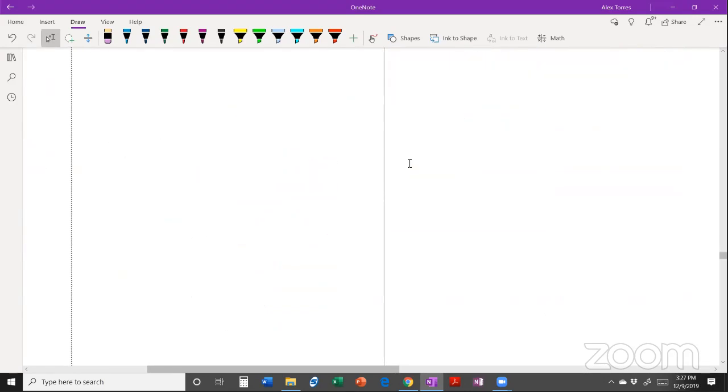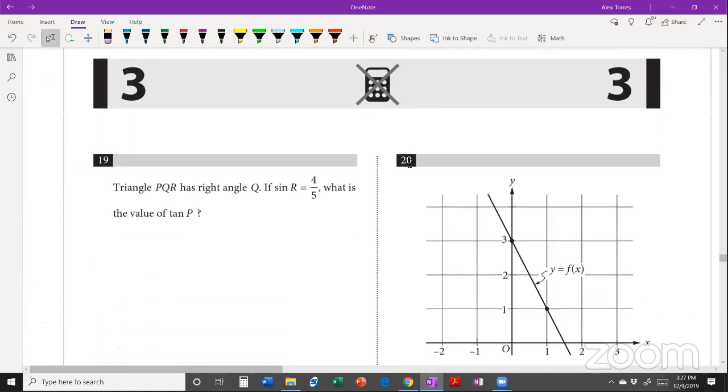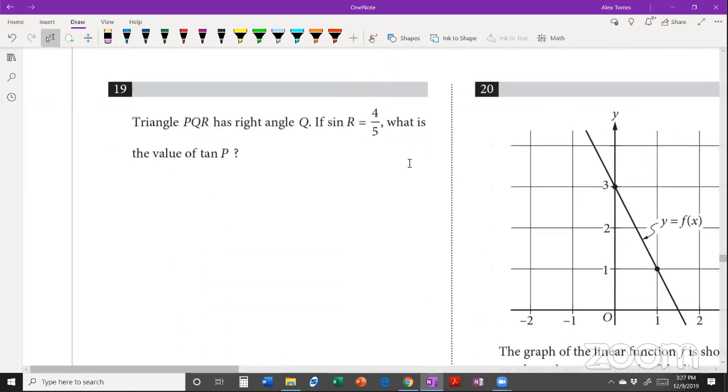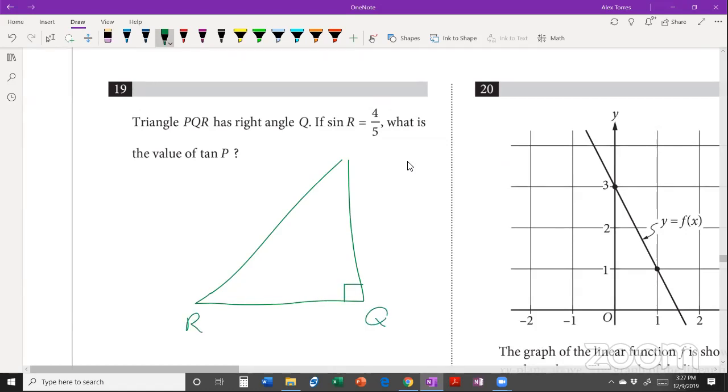So now we're going over to number 19. Triangle PQR has right angle Q. Okay, so let's just draw a triangle that does that. It's got a right angle called Q. Then the other two angles are P and R. Sine of R equals 4/5.